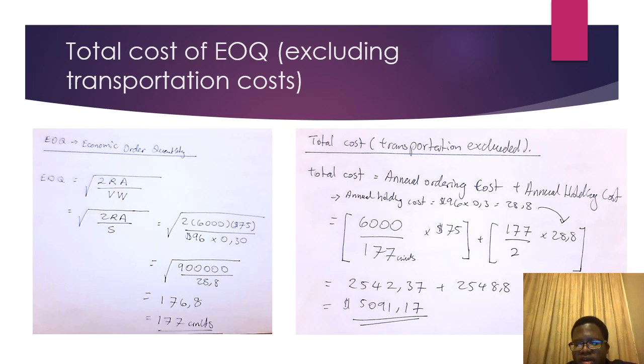And then on the other side, we have the annual holding cost. Annual holding cost contains the EOQ units divided by 2, since it's annually, together with the $96 that comes from the cost of one unit of inventory multiplied together with the inventory carrying costs, which gave us $2,548.80, which in total gives us $5,091.17. This is before, or excluding, transportation.